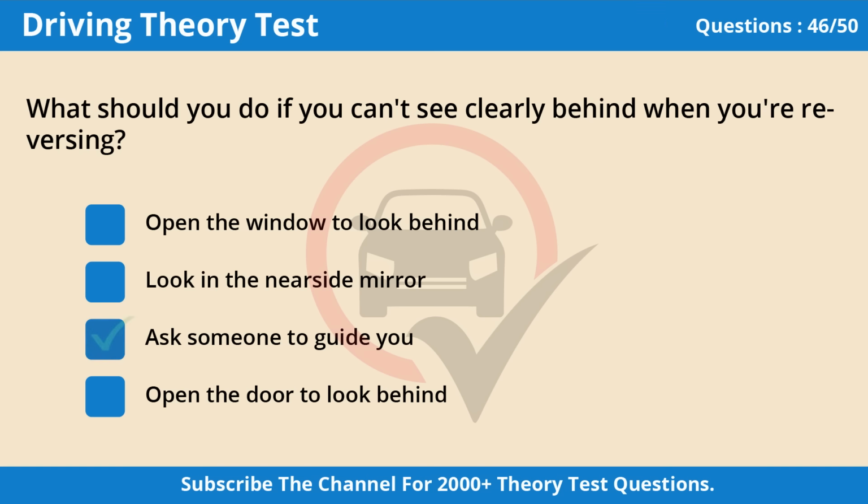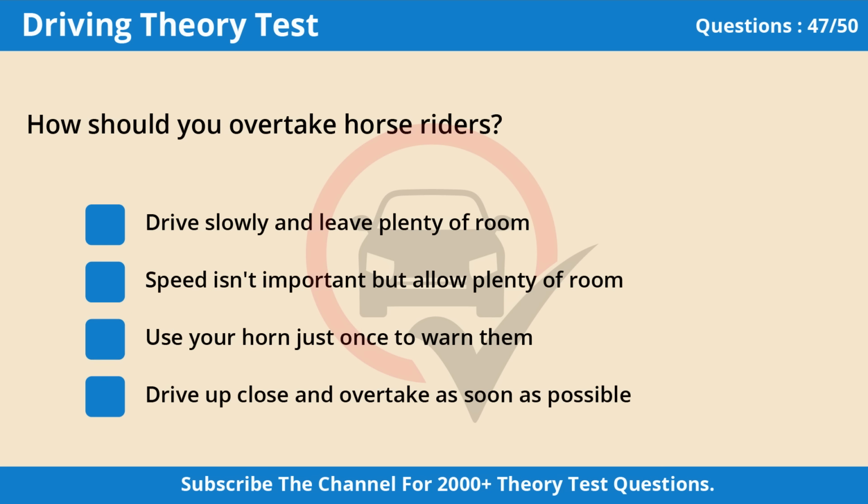C. Ask someone to guide you. Question 47. How should you overtake horse riders? A. Drive slowly and leave plenty of room. B. Speed isn't important but allow plenty of room. C. Use your horn just once to warn them. D. Drive up close and overtake as soon as possible.